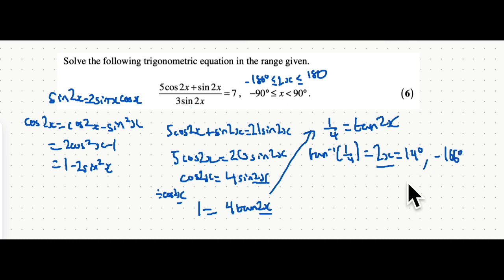I know that it's not in chronological order, but these are your two solutions in this domain. However, we want solutions of x, and that's where we divide everything by 2. So minus 166, let's do that divided by 2 first, because that's negative, and that'll give you minus 83 degrees. 14 divided by 2 is 7, and that's your second and final answer for this question.